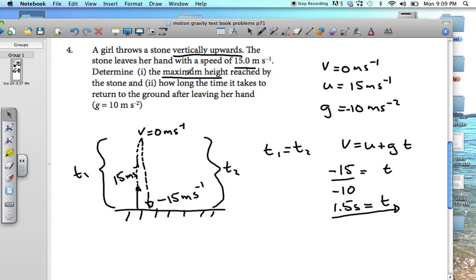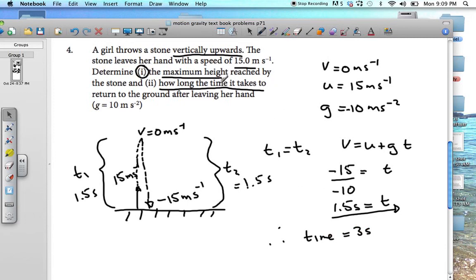Okay, so that's working. So I've actually answered the second one. How long does it take to return to the ground? Therefore, it will take 2 times 1.5 seconds. So the total time will equal 3 seconds to come down. But let me answer the first one now. I don't know why I did the second first.